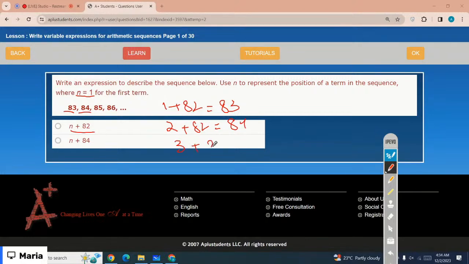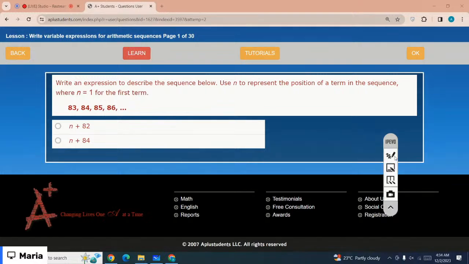Then you replace n with 3: 82 plus 3 is 85. Here is the third term. Then you replace n with 4. So 82 plus 4 equals 86, right? That means the correct option is n plus 82. The correct option is n plus 82, right?